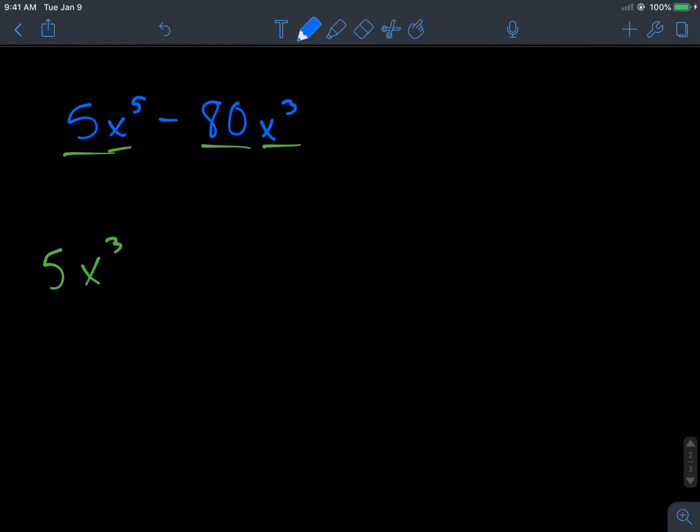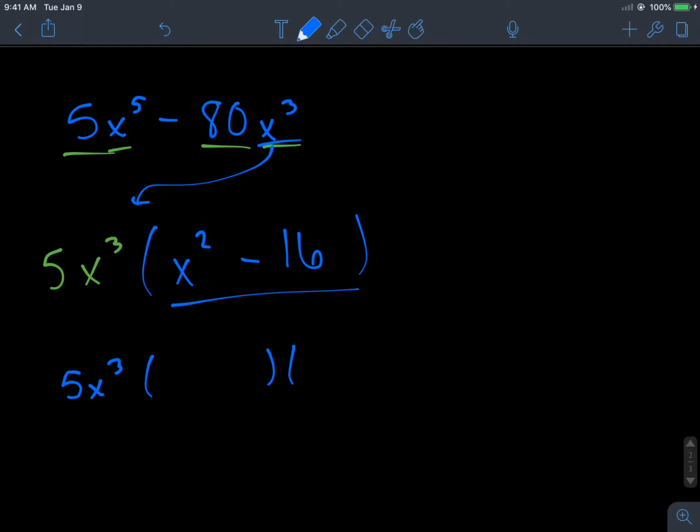So if we divide 5x cubed out of each of those, we take out the 5, we take out x cubed. That leaves us with just x squared in the first term. And then 80 divided by 5 is 16. And if we pull out x cubed, that leaves us with nothing else. So we have 5x cubed times x squared minus 16. Does x squared minus 16 factor? Well, that's one of our special patterns. That's a difference of squares, so that factors into x minus 4, x plus 4.